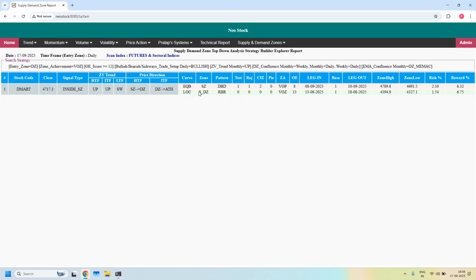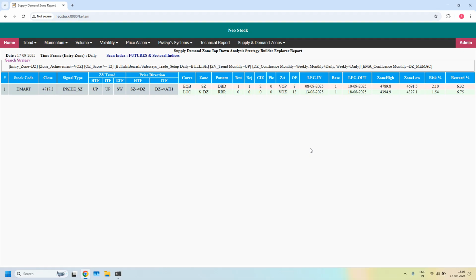That way, this daily demand zone might be having more high probability to get success, provided lesson 20 checklist items are satisfied. Otherwise, there are higher chances of zone violation. Okay, this is a bullish trade setup for monthly income trade.